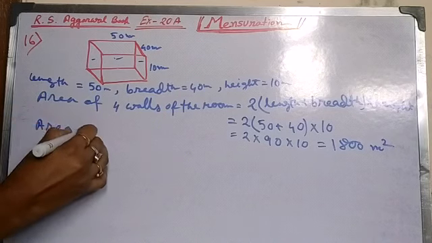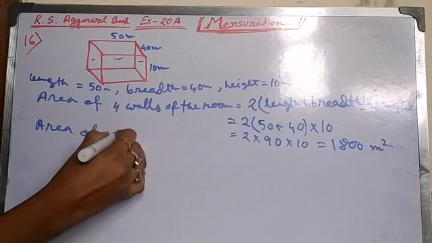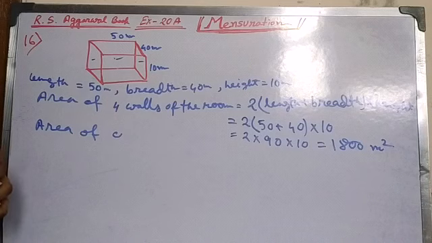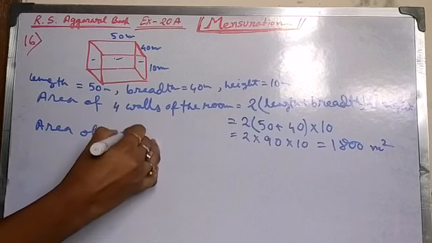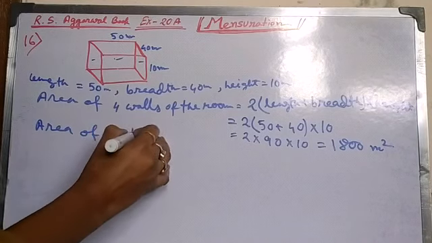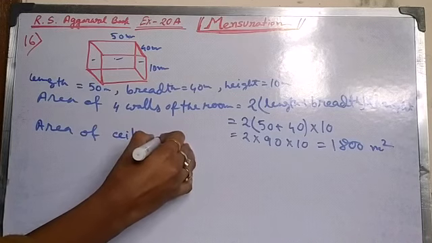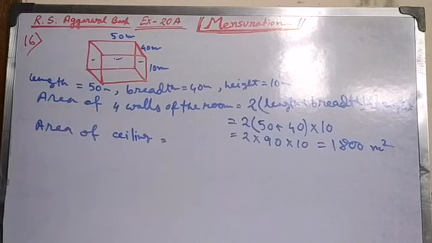Area of the ceiling. Area of ceiling equal to length into breadth.